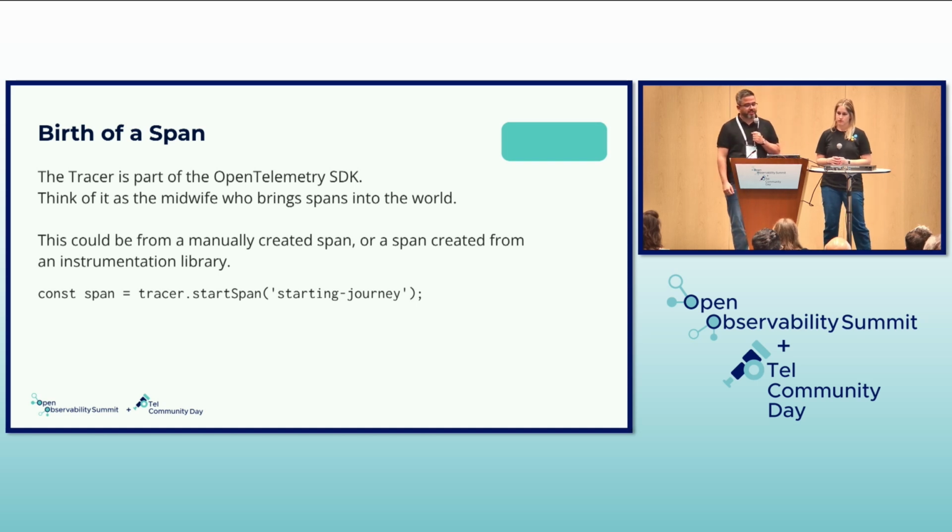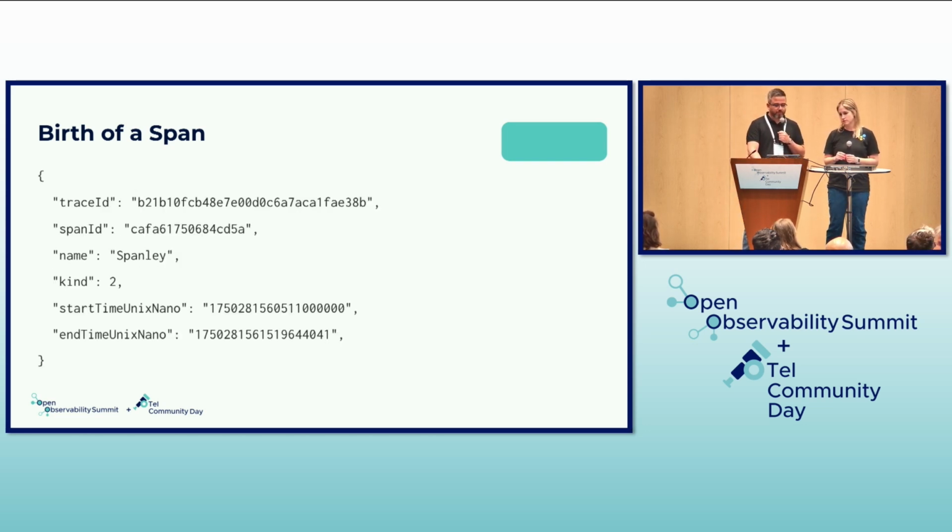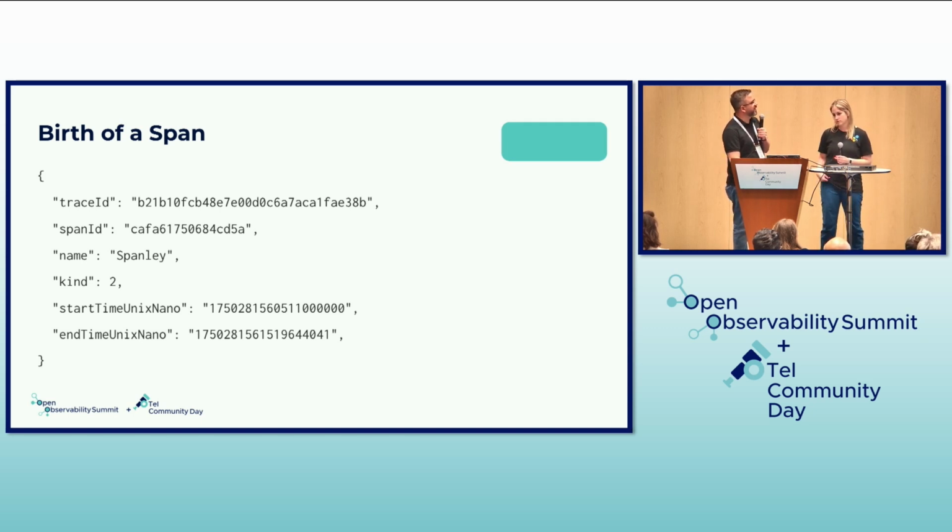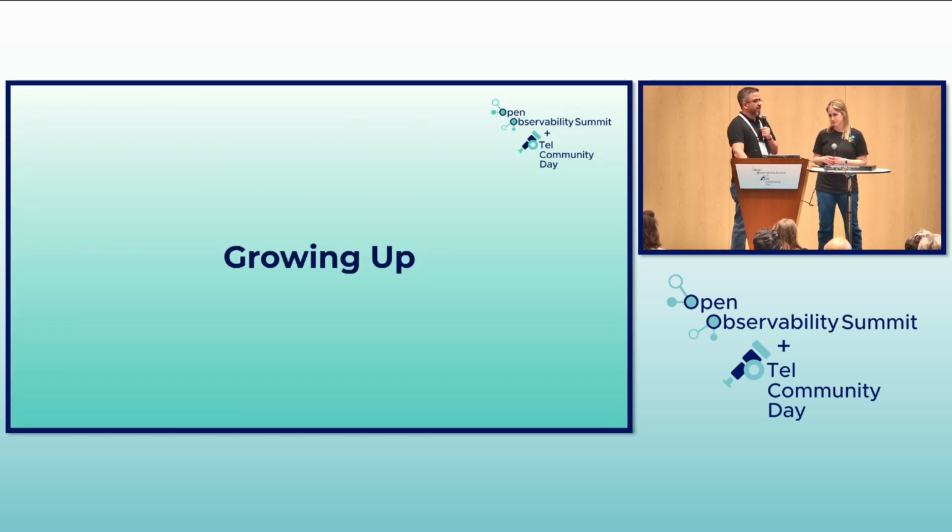The tracer initializes the span with crucial metadata like span name, start timestamp, and the trace ID. So here is what the span may look like after it was born: name Spanly, kind 2, and the start time that Spanly was born. After this first step, our hero Spanly was born, and he starts growing up.